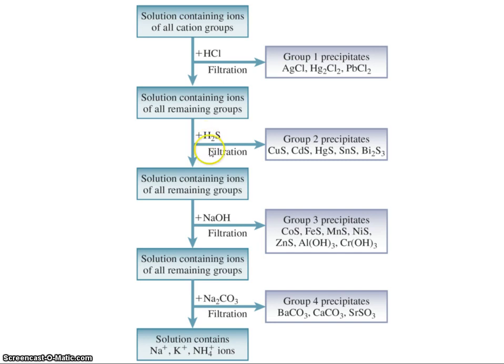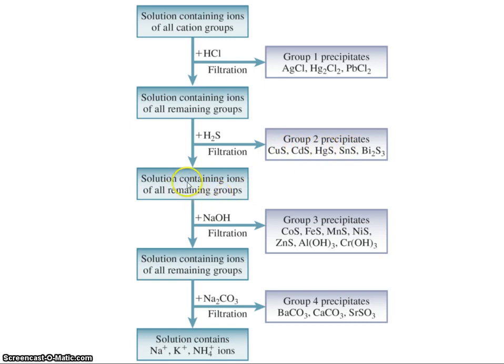Right, the H plus isn't going to react with anything because we already got HCl in there, so it's the sulfide, so we'll precipitate out the sulfides of copper, cadmium, mercury, tin, and bismuth, although all of the mercury should have been precipitated out before. So that will leave, so group 2 is out, so now we just have groups 3, 4, and 5.